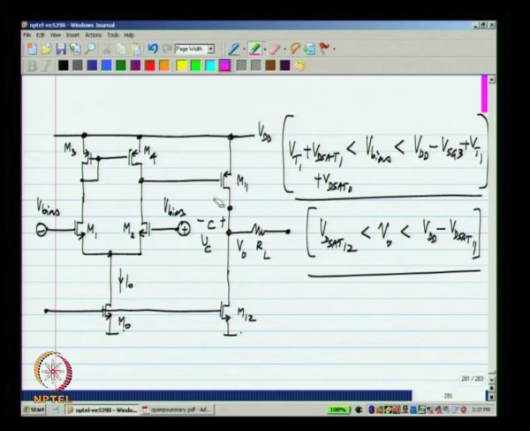Now, one thing I did not mention earlier, let us say we have a two stage op amp. One of the refinements we can do to this to make it more stable is to add a resistance in series, so that the right half plane zero is cancelled.